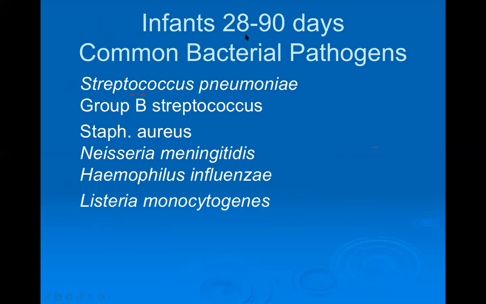Now, infants from 28 to 90 days, these are the common bacterial pathogens which can lead to infection: Streptococcus pneumoniae or pneumococci, group B streptococci again, Staph aureus, Neisseria meningitidis or meningococci we should say, Haemophilus influenzae or HIB, and Listeria monocytogenes. So some organisms are added there.